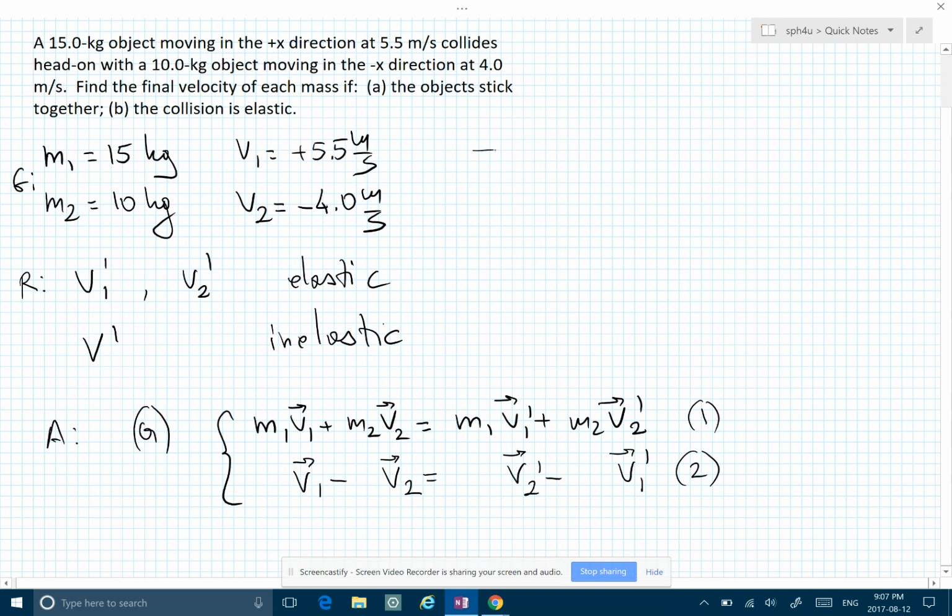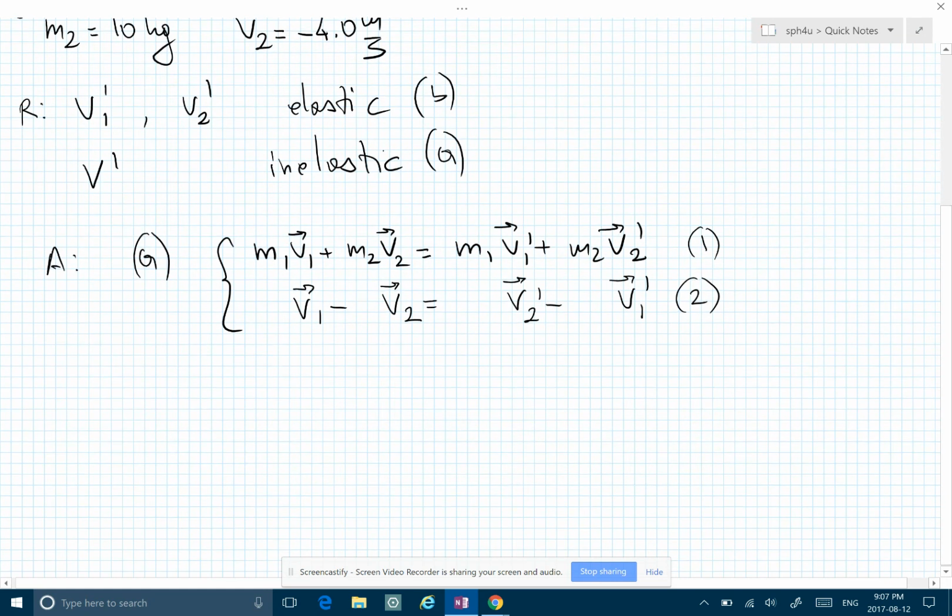Remember that the velocity is positive axis that way. So we have two objects moving against each other. Okay, we are going to find the velocities for elastic and inelastic collision. So inelastic is pretty simple. We're going to do it regardless. But let's start with elastic collision.